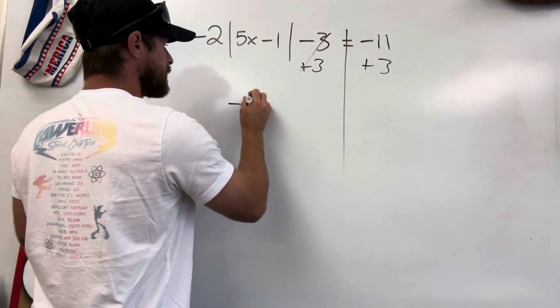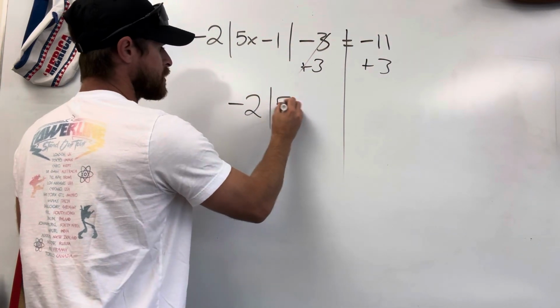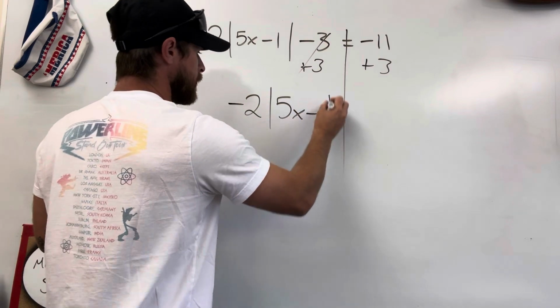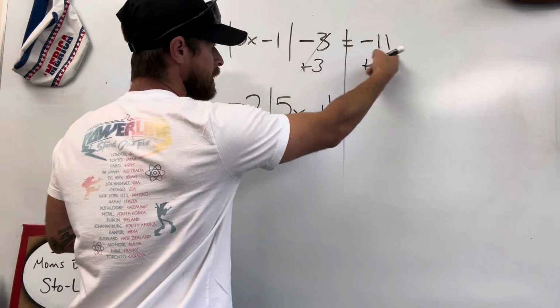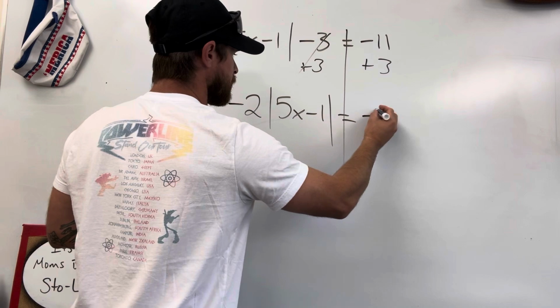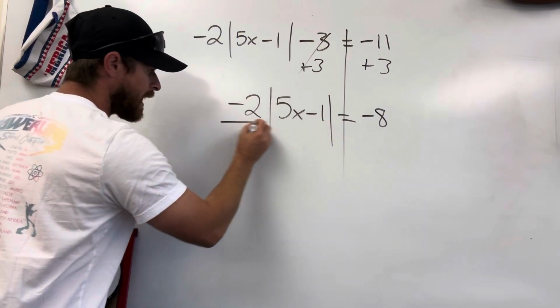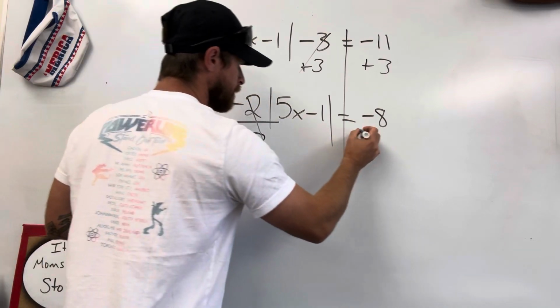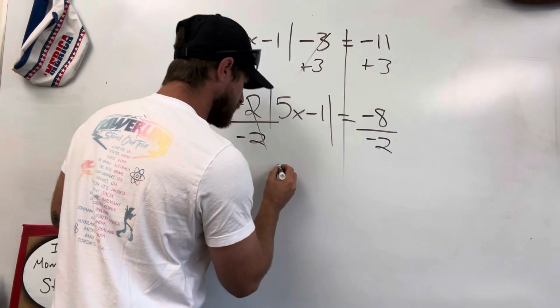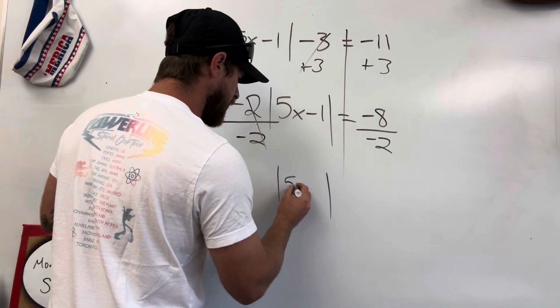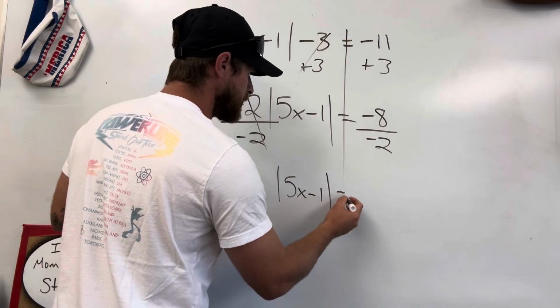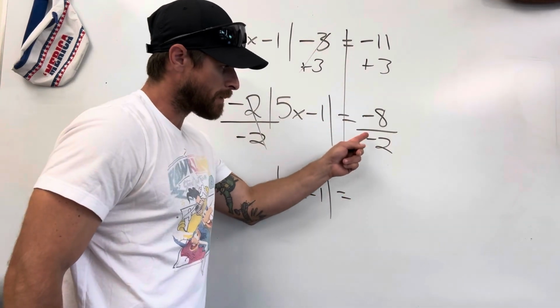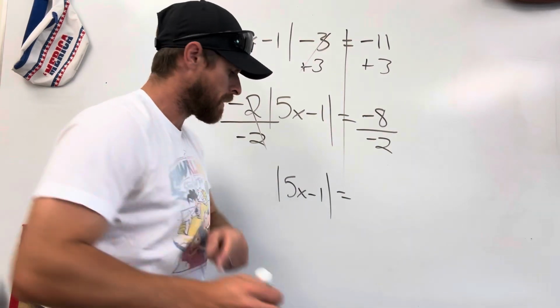Now I've got -2 times the absolute value of 5x minus 1. This is equal to -11 plus 3, which is -8. Because this is multiplication, I divide by -2. I divide by -2. Now I've got the absolute value of 5x minus 1 equal to a negative divided by a negative, which equals a positive.